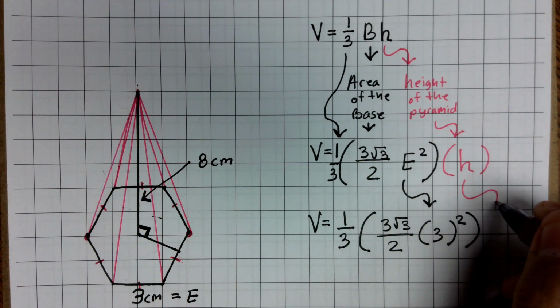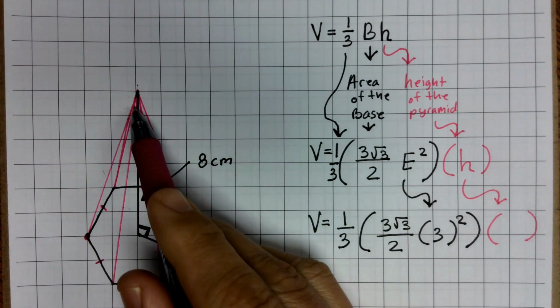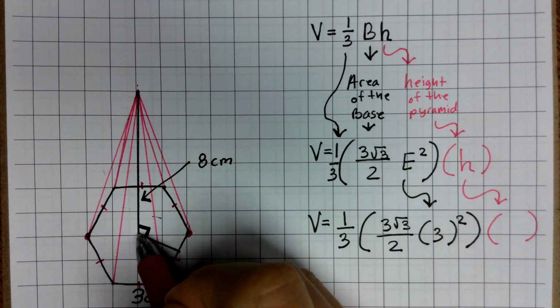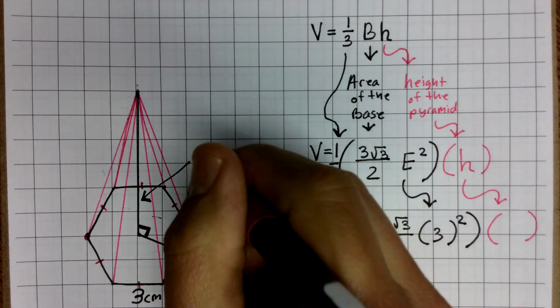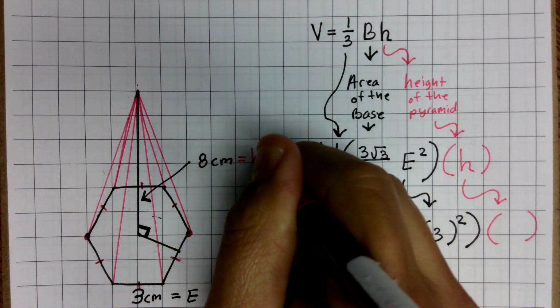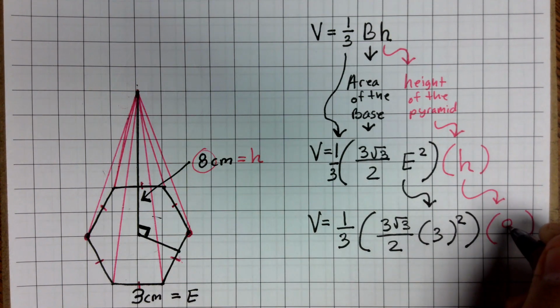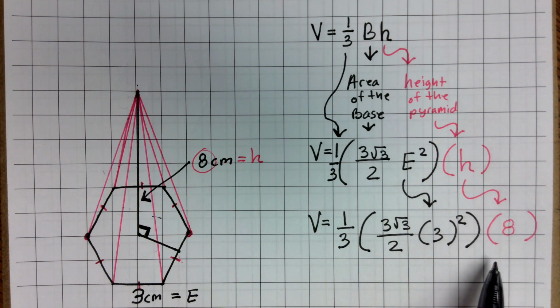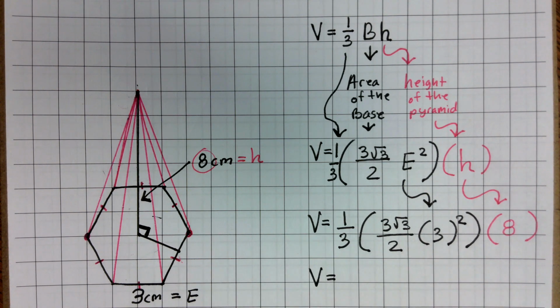Next, we're going to deal with our H, our height. So I'm going to put a set of parentheses for it. And as we said before, the height is from the base all the way up to the furthest point on the pyramid, to its tip. And so I'm going to put an 8 in place of the height. And now I just got to put this inside the calculator, and I will have my answer. So let's do that.